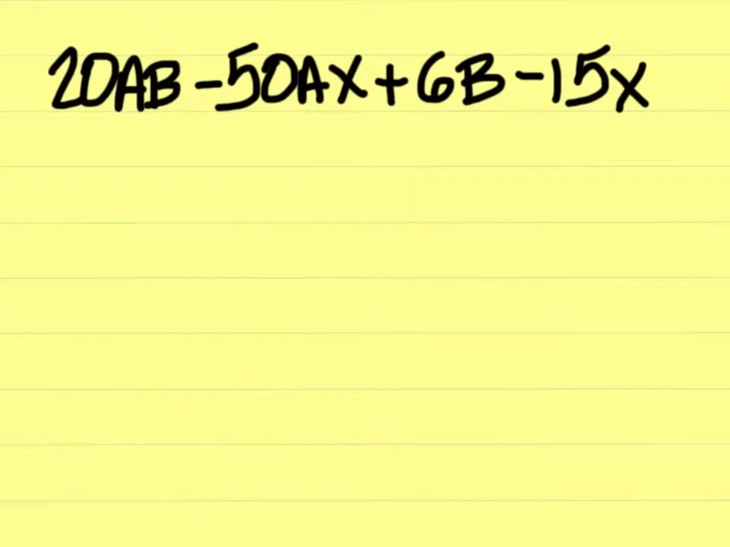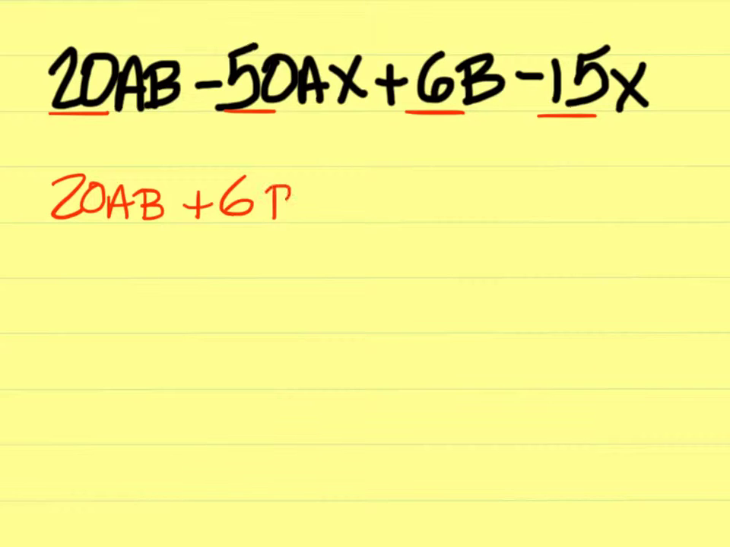Here's an example. In this problem, you have 20 and 50 out front, but 6 and 15 in the back. Clearly, the 20 and 50 would be the obvious choice, but let's do this differently. Let's try this a different way. Instead of grouping 20 and 50, how about we group 20AB and 6B, and then we'll have minus 50AX and minus 15X. This will show that you can regroup these sometimes and get the same answer.